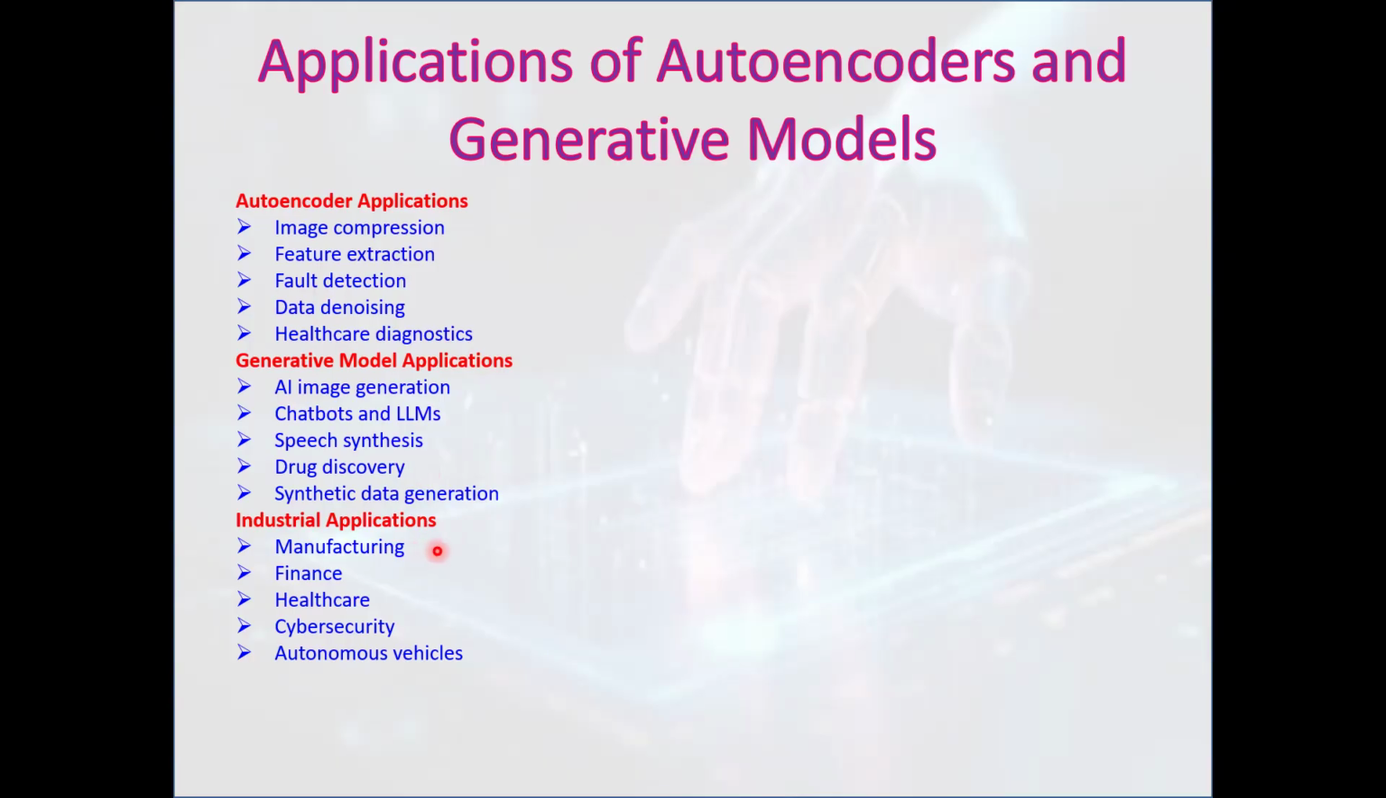And the industrial applications are manufacturing. Generative and autoencoder based systems improve quality control, predictive maintenance, and process optimization. It has been used in finance also. Financial institutions use these models for fraud detection, risk analysis, and customer behavior prediction. And it is also used in healthcare. Healthcare applications include medical image analysis, diagnosis support, and personalized treatment planning. And cyber security: generative models and autoencoders help detect anomalies, cyber threats, and unusual network activities. And autonomous vehicles, it is also being used. Self-driving vehicles use these technologies for perception, object detection, and environmental understanding.